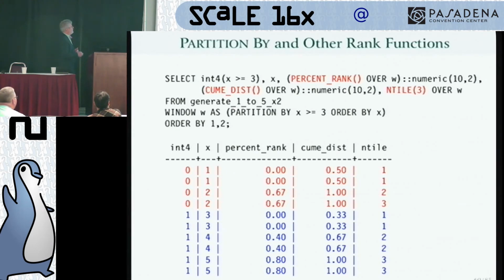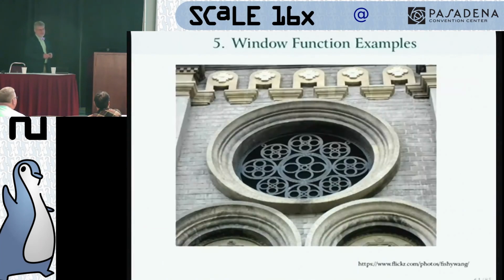Here's another example with percentile rank, cumulative distribution, and n-tile, again using partitions. Again, it starts off at 0 for the second partition. All right? Okay. Any questions?